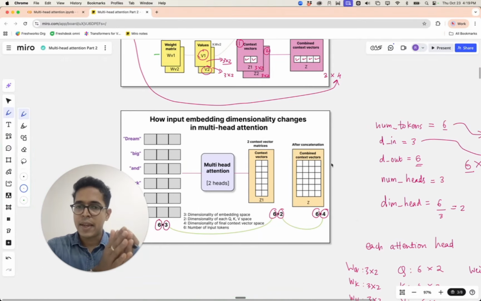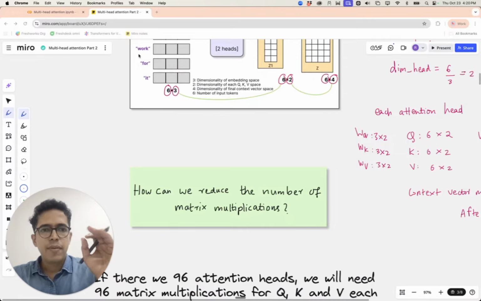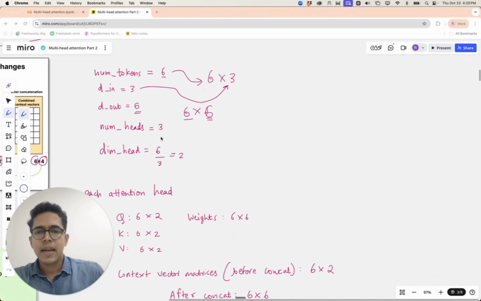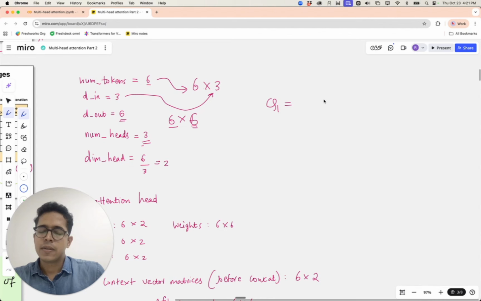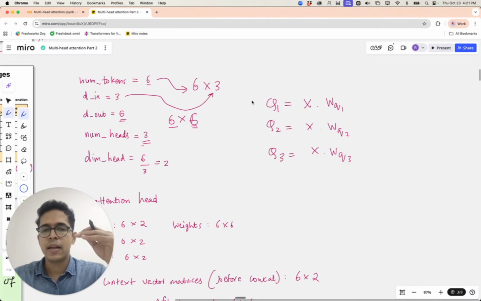All right. So I hope this recap gives you a fairly good idea about what we covered in the last lecture. Now, this naive implementation of multi-head attention has a problem. Let's say I have 3 attention heads. My Q1 will be X multiplied by WQ1. Q2 will be X multiplied by WQ2. These are matrix multiplications. Q3 will be X multiplied by WQ3. This is how I get the query matrix in attention head number 1, number 2, and number 3.